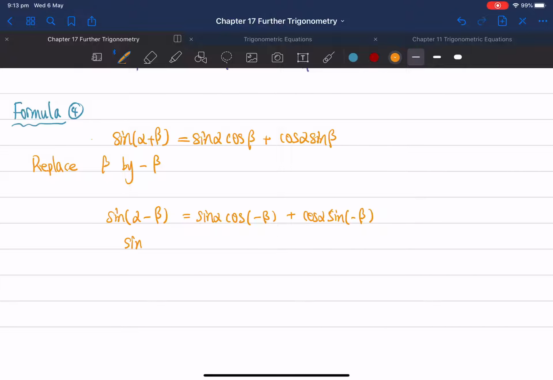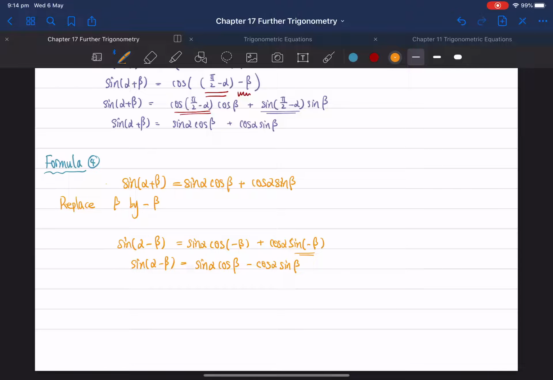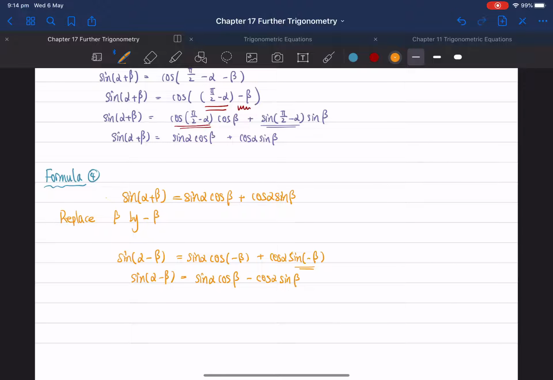All right, so that gives you sine bracket alpha minus beta is equal to sine alpha, because cosine is an even function, so that's unchanged. And sine is an odd function, so that becomes minus cosine alpha sine beta. All right, so formula number 4 finished. Sine bracket alpha minus beta is equal to sine alpha cos beta minus cos alpha sine beta. And that's formula number 4.